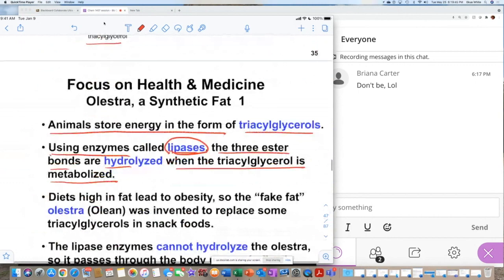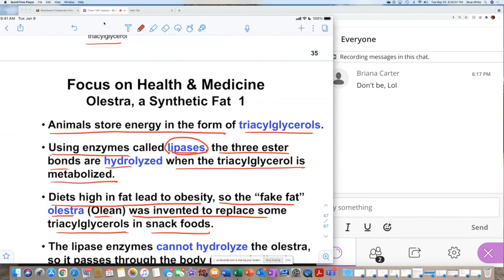Okay? So diets high in fat lead to obesity. So the fake fat, olestra, also called olein, was invented to replace some of the triglycerides in snack foods, right? Once again, one of those business majors, they come in here, they hear chemistry, chemistry, chemistry, they're thinking money, money, money.